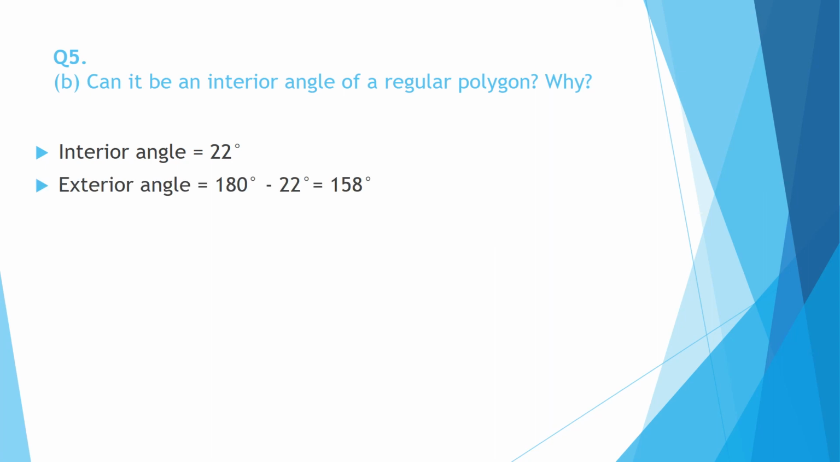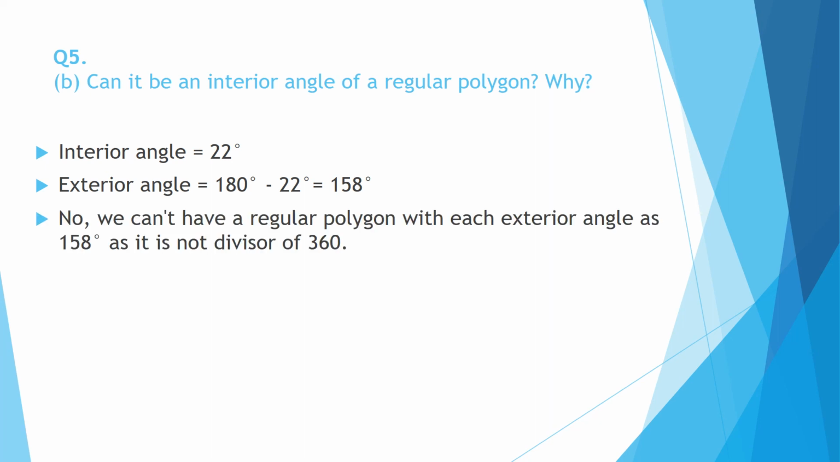Exterior angle is 180 minus 22 degree. उसका exterior angle निकाल लिया हमने. अगर ये interior है तो उसका exterior होगा 158 degree. So no, we cannot have a regular polygon with each exterior angle as 158 degree, as it is also not divisible by 360.